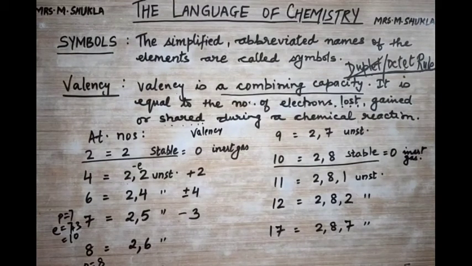Correct? Now what is more? Electrons are more. How many more? 2 more. What is the valency? -2. Are you trying to understand? These are the valencies. Next, come over here.